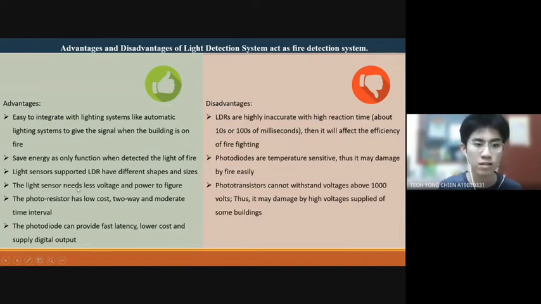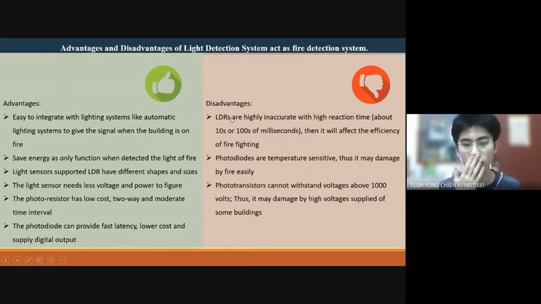Okay, third one, the light sensors, such as LDRs, have different shapes and sizes to choose from. Fourth, the light sensor needs less voltage and power to trigger, thus it saves energy, same as the second advantage. Fifth, the photoresistor has low cost, two-way operation and moderate time interval. And then the last, the photodiode can provide fast latency, lower cost, and supply digital output.